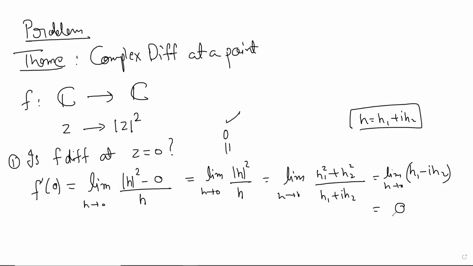Any doubts, please interrupt me. Now obviously it's also very clear, because the numerator is moving much faster to 0, no matter how you go about it. So it's simple. So yes, the answer is yes, and the derivative is 0. Okay.